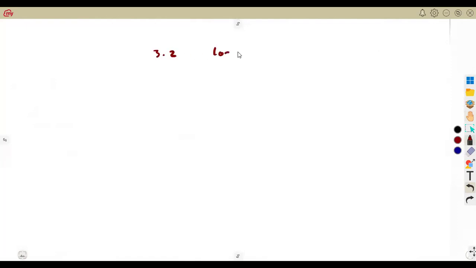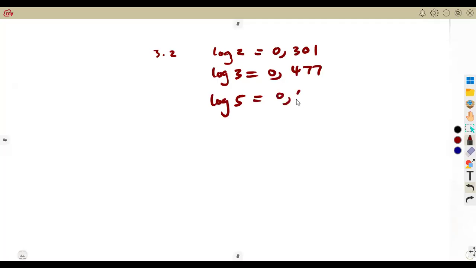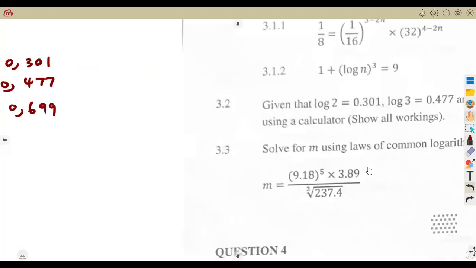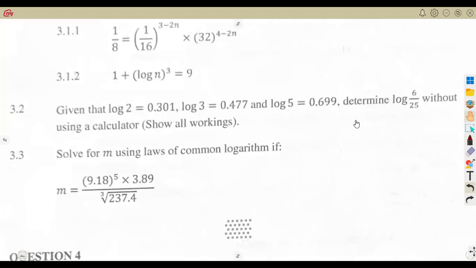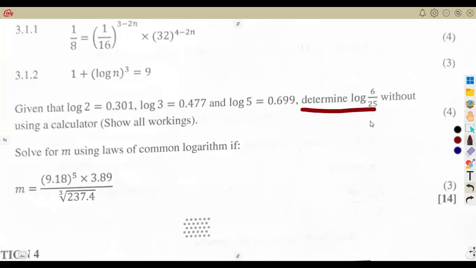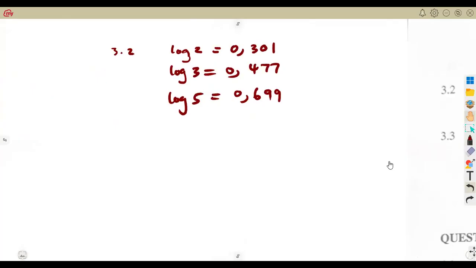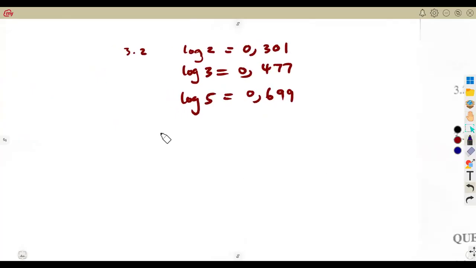3.2, we are given the logarithm of 2. We are also given the logarithm of 3. We are also given the logarithm of 5. Then we are asked to determine log 6 over 25 without using a calculator. Show all workings. All right. So what is log 6 over 25? How can we simplify that one?